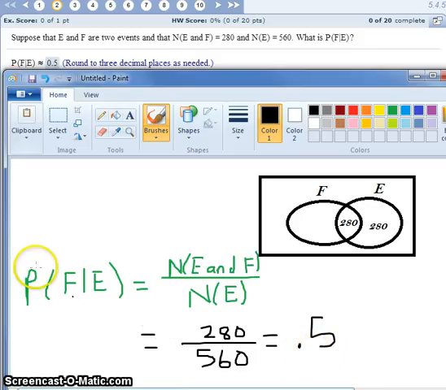And to help visualize, we're trying to find the probability of being in the F circle if we know for sure that we're in the E circle. So if we're in the E circle for sure, there's 560 total possibilities. 280 of them are also in the F circle. So 280 out of 560 is 0.5.